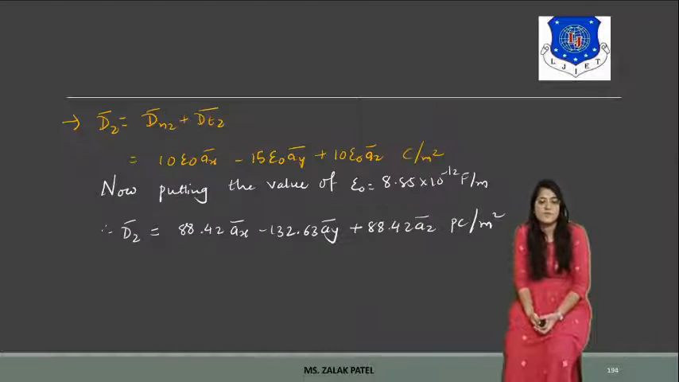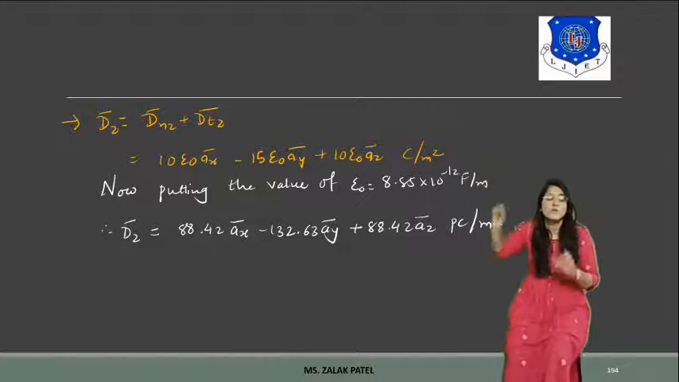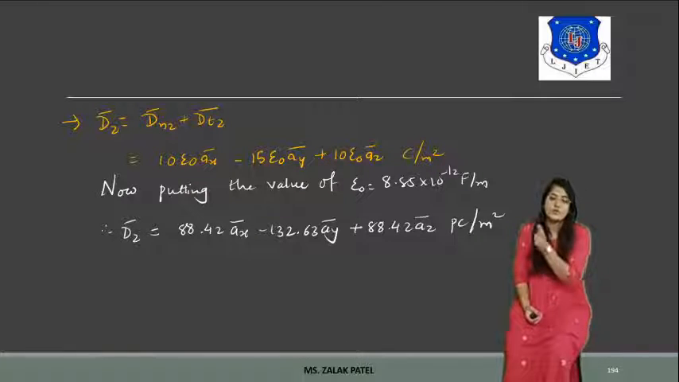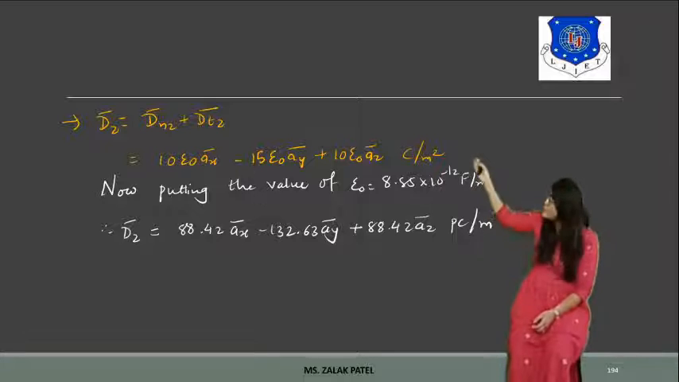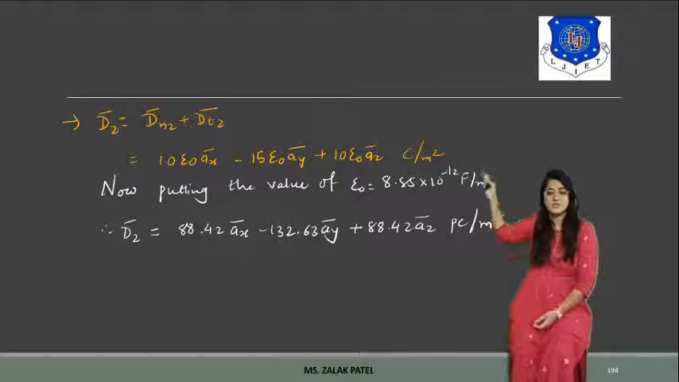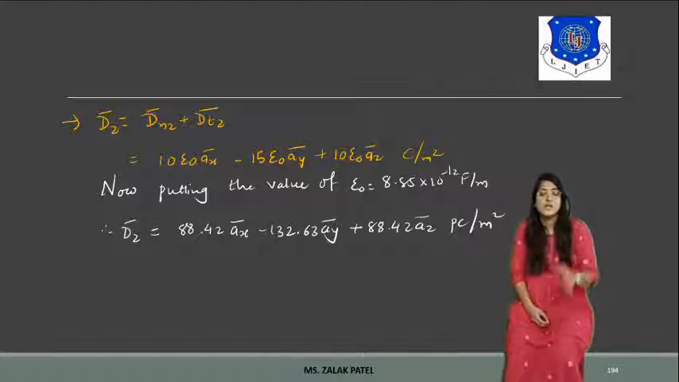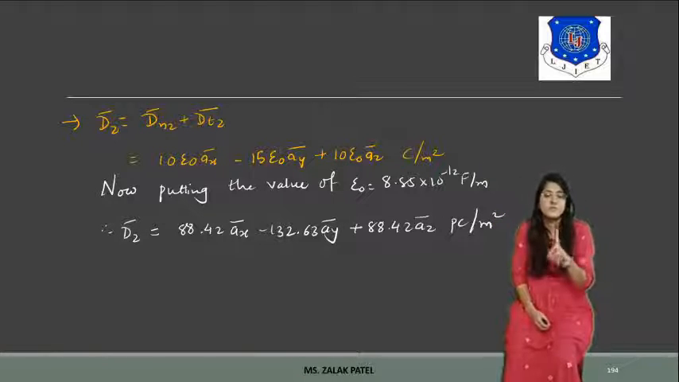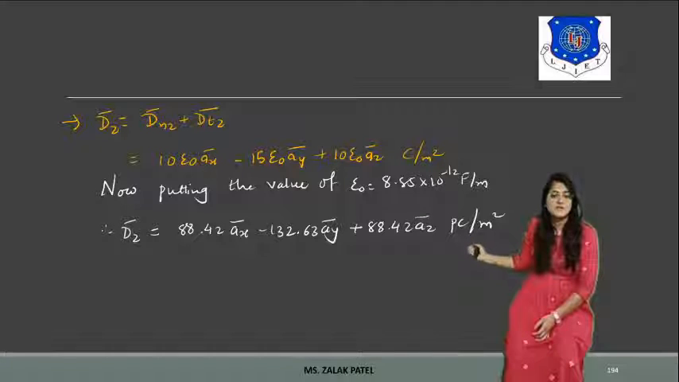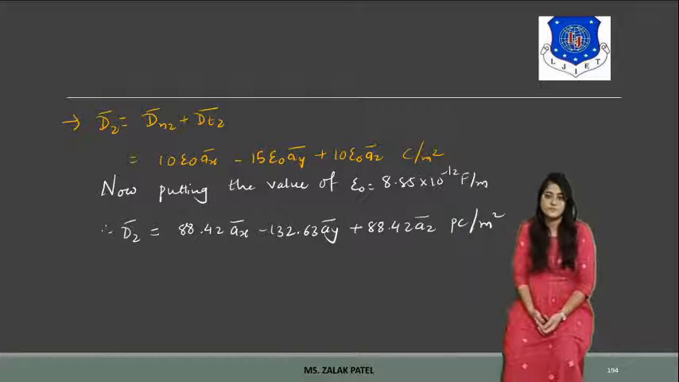Now let's find D2, because D2 is the addition of the normal component and the tangential component. If you put both the values of Dn2 and Dt2, you get the final answer: 10 epsilon 0 ax minus 15 epsilon 0 ay plus 10 epsilon 0 az coulomb per meter square. If you put in the value of epsilon 0, that is 8.85 times 10 raised to minus 12, you get the final answer like this. This is the final answer for D2 bar.